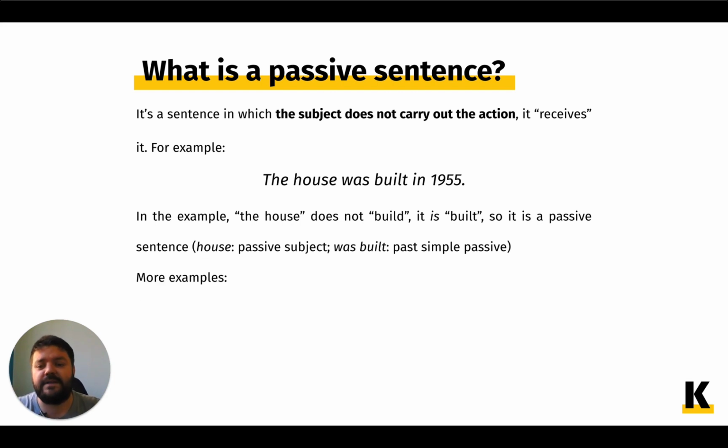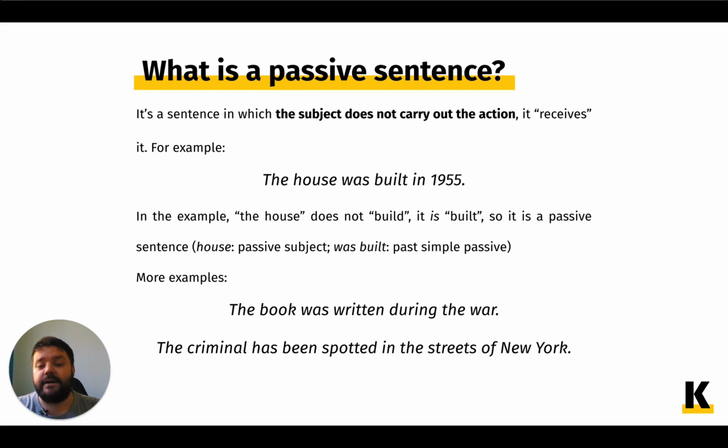More examples of passive sentences include, for instance, the book was written during the war. Okay, the book was written, and we're not specifying the subject, or the agent, in this case, the writer who wrote the book. And another example, the criminal has been spotted in the streets of New York. Right? The criminal has been spotted, has been seen in the streets of New York. So it's not the criminal who sees, but the criminal has been seen. So that means that other people have seen him or her.